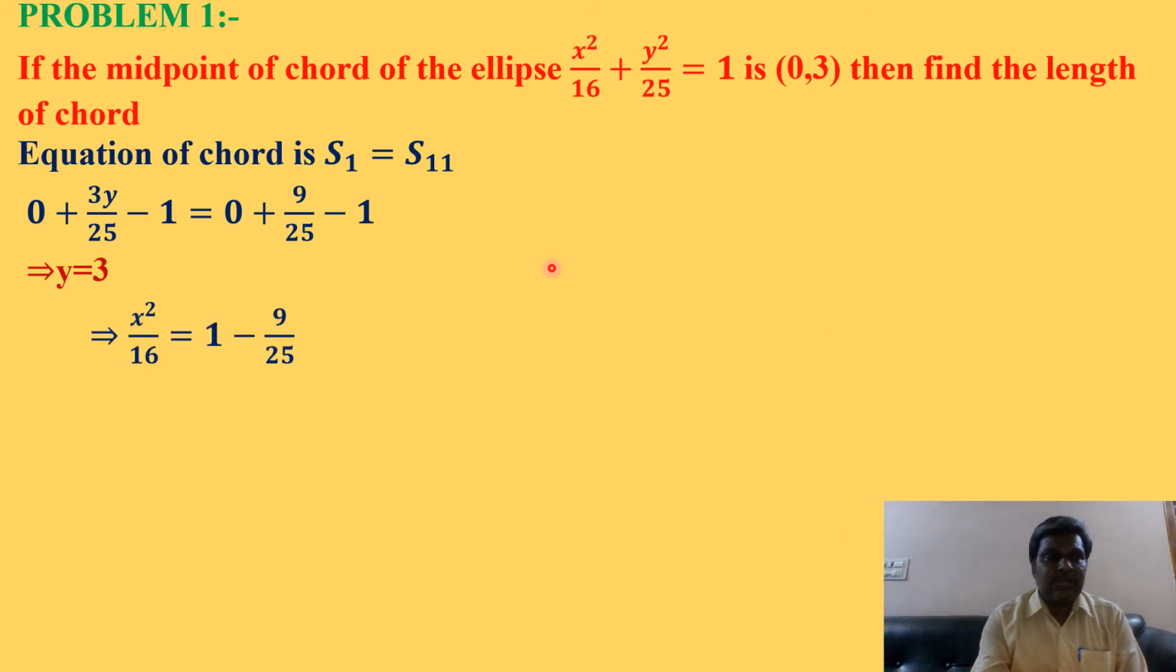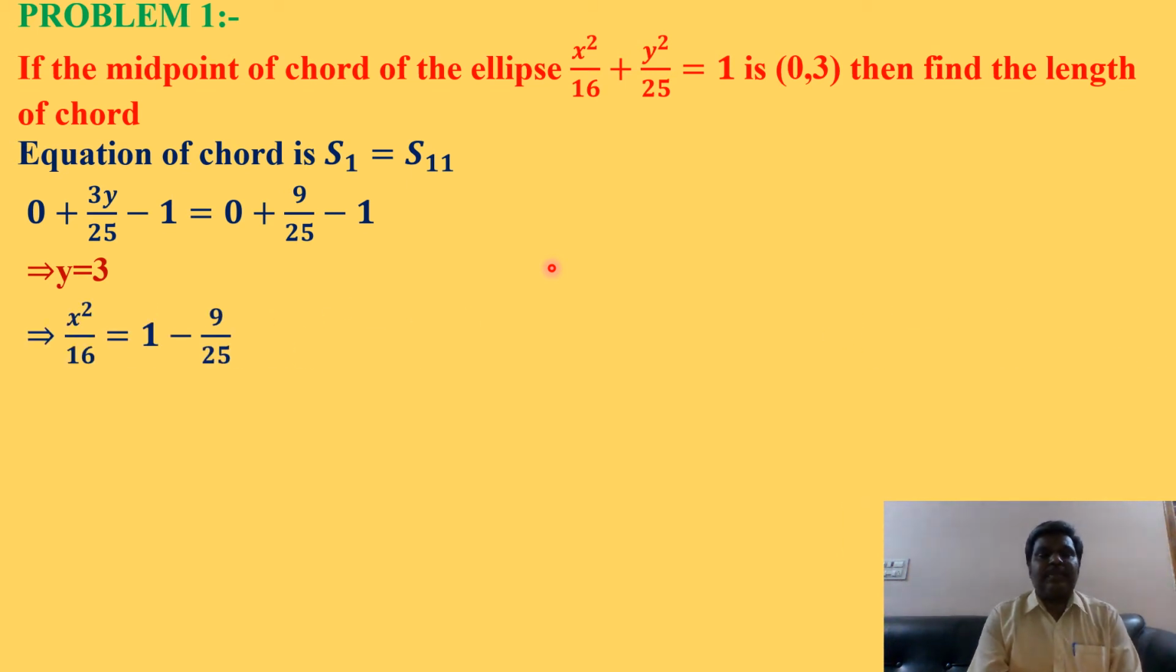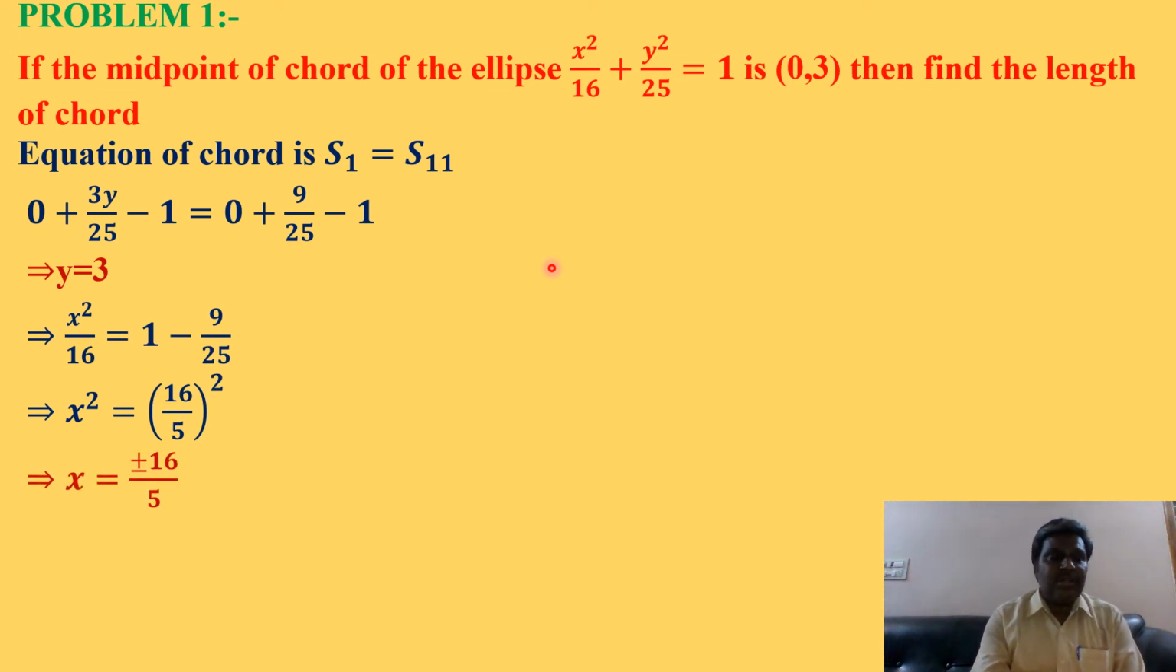Understand? So x square by 16 is equal to 1 minus 9 by 25, solving with y equal to 3 to the curve. Now what is the value of x square by 16? X square by 16 is equal to 16 by 25, that is x square is equal to 16 by 5 whole square, 16 into 16, that is nothing but 16 square by 5. From the simplification we get x is equal to plus or minus 16 by 5. Okay, when x is equal to plus or minus 16 by 5, then the value of y is 3, which is fixed. Y is 3, x is plus or minus 16 by 5. So what are their points of intersection?